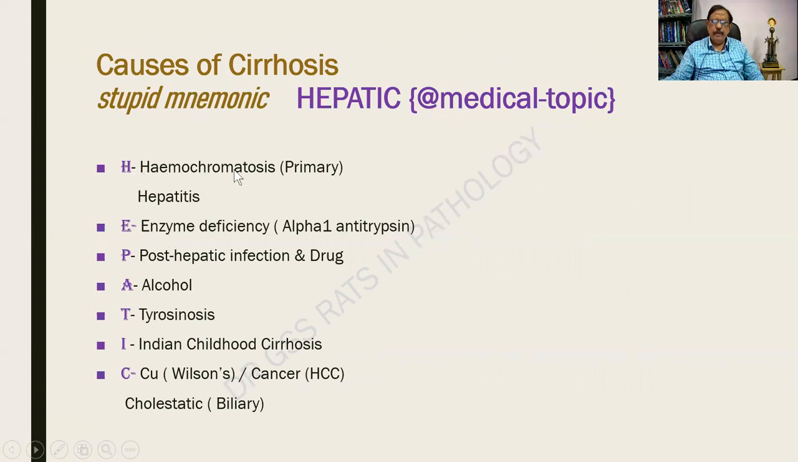H for hemochromatosis, primary hepatitis. E for enzyme deficiency such as alpha-1 antitrypsin. P for post-hepatic infection and drugs. A for alcohol. T for tyrosinosis. I for Indian childhood cirrhosis. And C for copper, that is Wilson's disease, or cancer, hepatocellular carcinoma, or cholestasis, biliary cirrhosis.